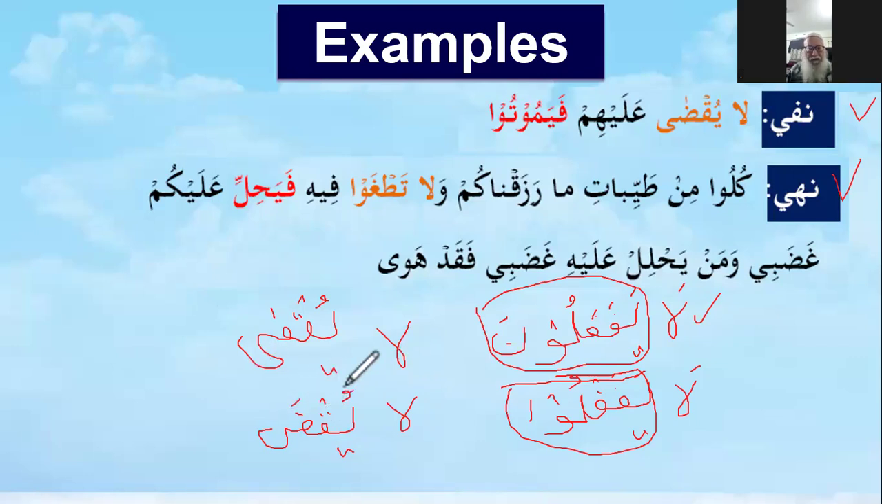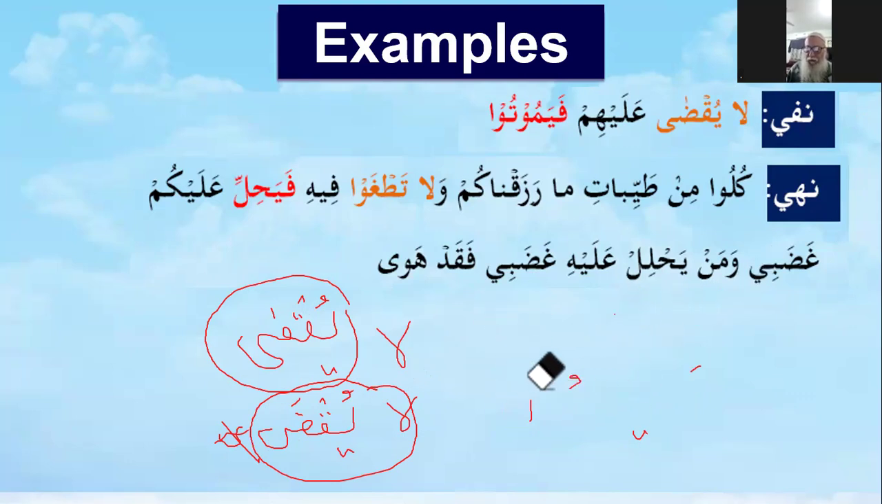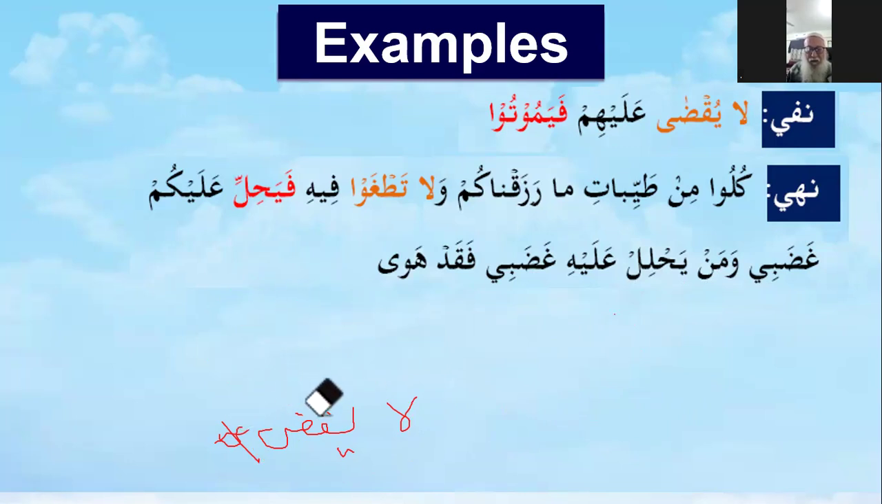Now you can differentiate. Here the complete verb is intact. Here the verb, one part, ya, has been dropped. So it becomes an incomplete verb. When the verb is incomplete after la, then la is nahiya. When the verb is complete after the la, then it is nafiya. So that is the difference between the both. Of course, nahiya is an amr, a command for negation, to prevent, to forbid something.